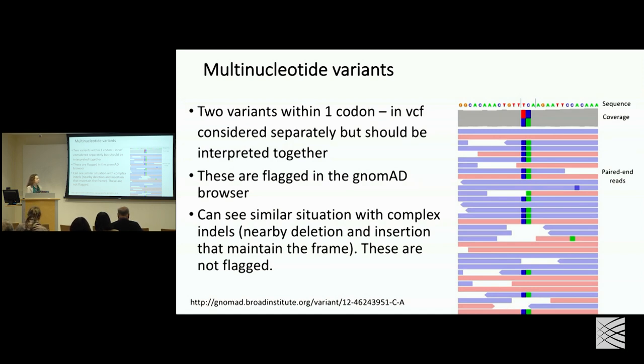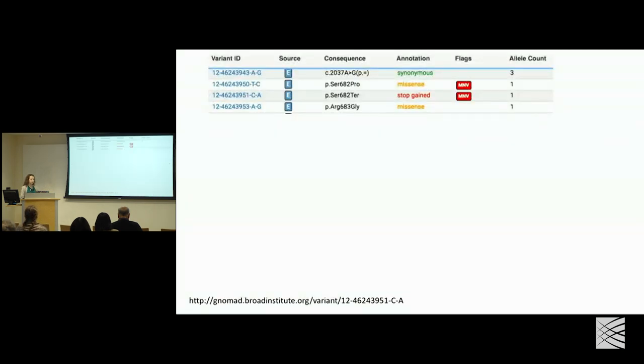But I will also point out that the same kind of thing can happen with a complex indel. You can have a deletion of one base, and then a few nucleotides later, you can have an insertion of one base. And you basically keep the frame then, and you probably will end up with two synonymous or missense variants. But those are going to be called two frameshifts by the VCF. And so you need to put those back together. We don't have those flagged in gnomAD, but they should pop out when you look at the read data.